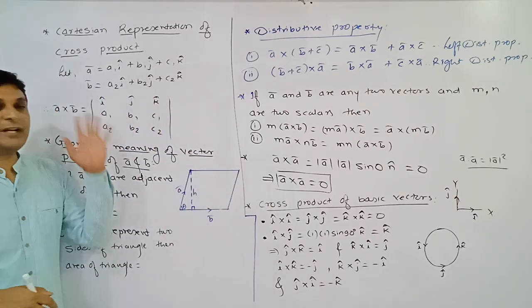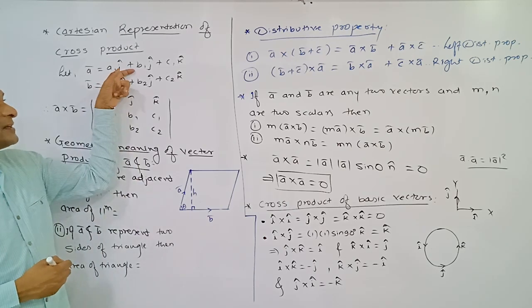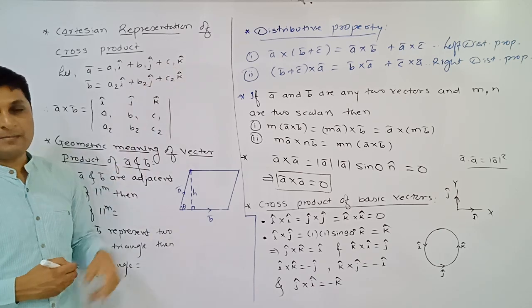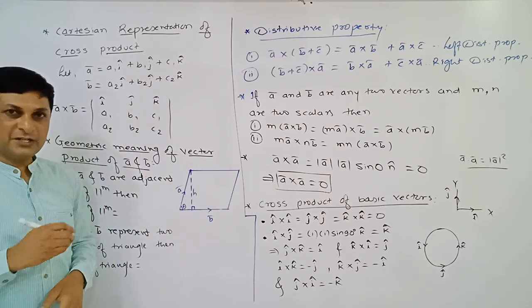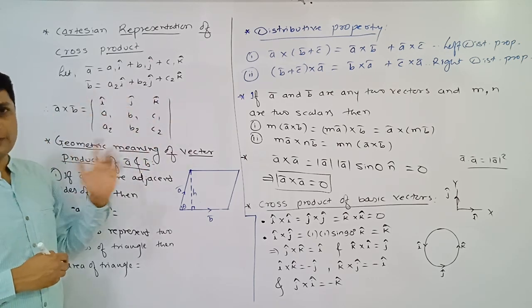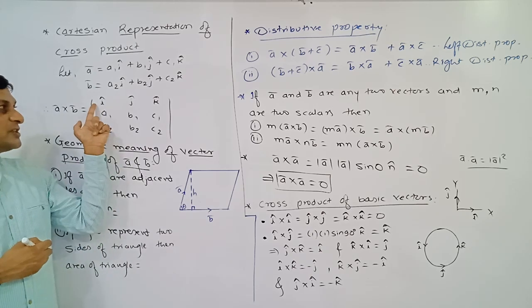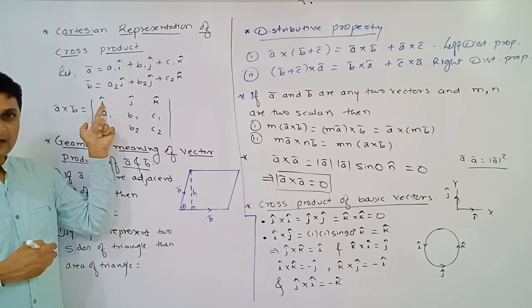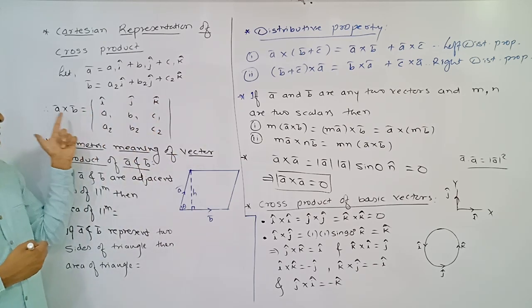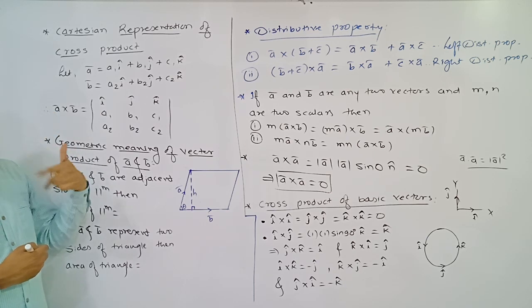Now we are discussing a very important result, because in most examples vectors are given in Cartesian form. Cartesian form means in terms of i cap, j cap, k cap. If vectors are given in Cartesian form, to find their cross product we use a determinant. So let us see how to use this determinant. In the first row, write down the basic vectors i cap, j cap, k cap. In the second row, write down the coefficients from vector a bar, the coefficients of i cap, j cap, k cap.